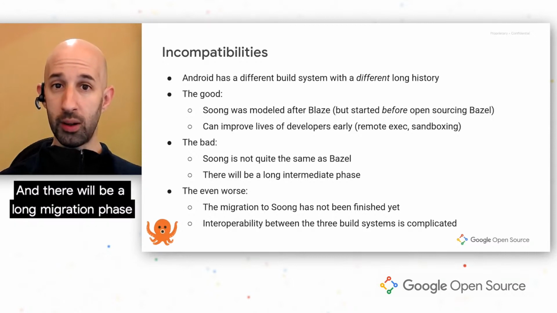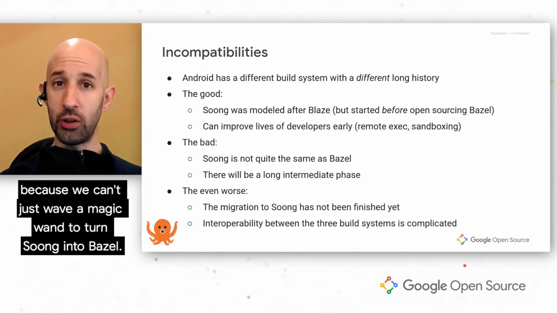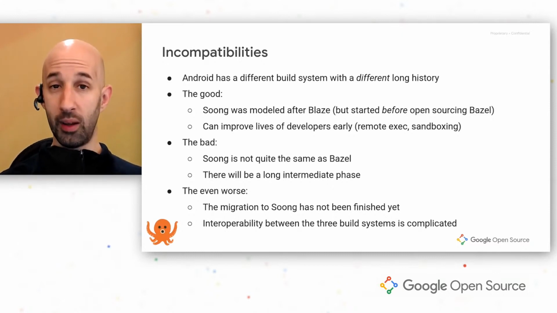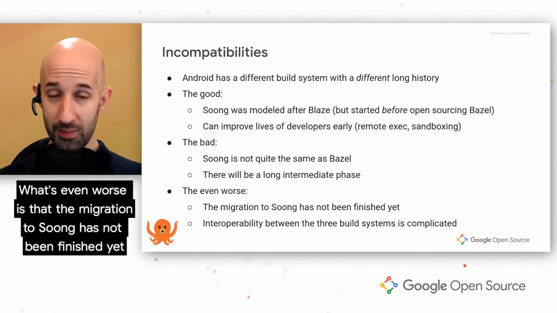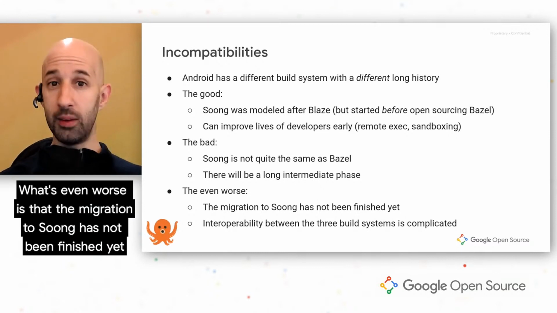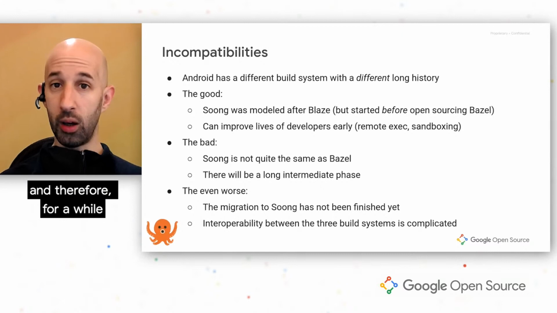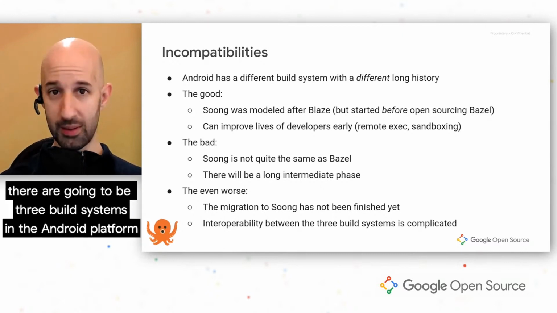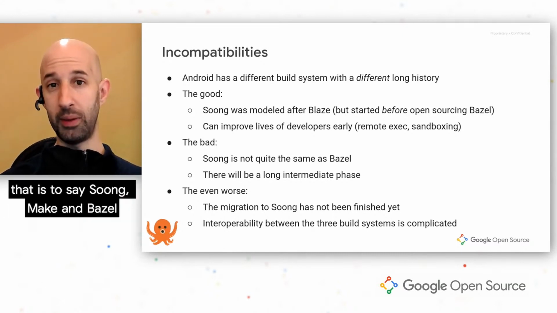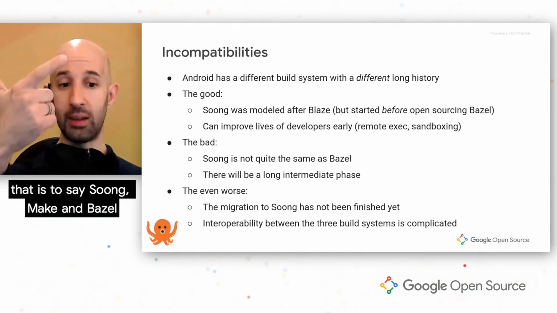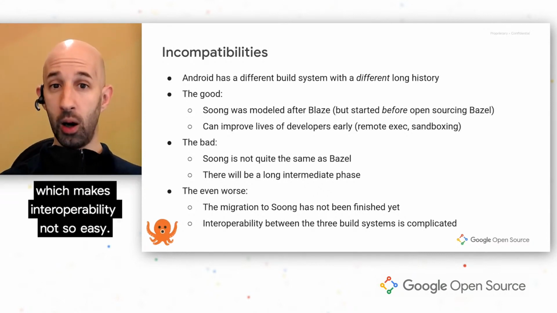And there will be a long migration phase because we cannot just wave a magic wand to turn Soong into Bazel. What's even worse is that the migration to Soong has not been finished yet, and therefore, for a while, there are going to be 3 build systems in the Android platform, that is to say, Soong, Make, and Bazel, which makes interoperability not so easy.